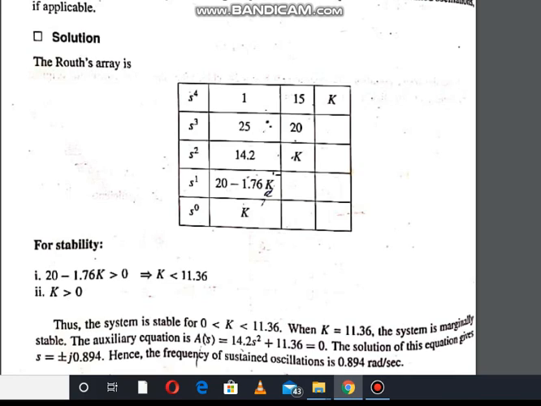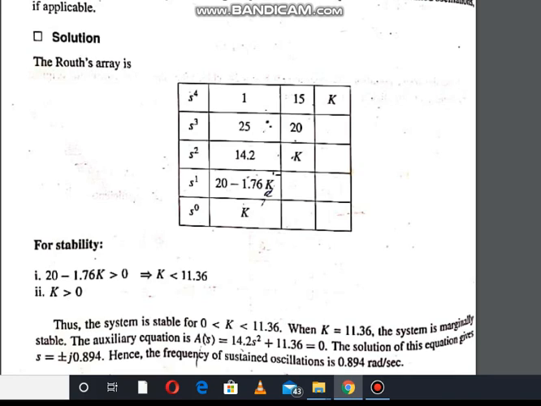So to get a positive value, the value of k should be less than 11.36, and the last row assumption is k should be greater than 0. Thus the system is stable for k greater than 0 and less than 11.36.